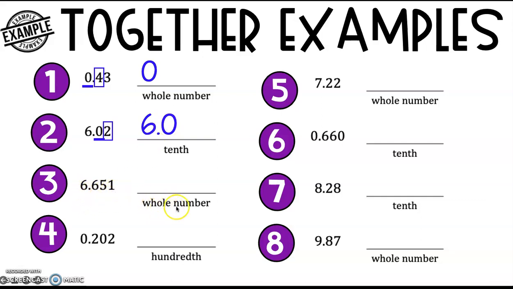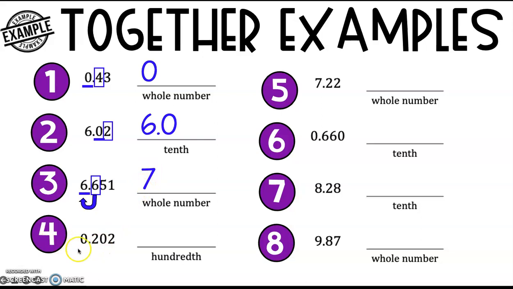6.651. We're going to round to the nearest whole number. So I'm going to underline my 6, that's my whole number, and I'm going to look next door. Next door I see a 6, and I know that 6 is bump it up. So I'm going to draw my arrow, I'm going to bump it up. So the next whole number would be 7.